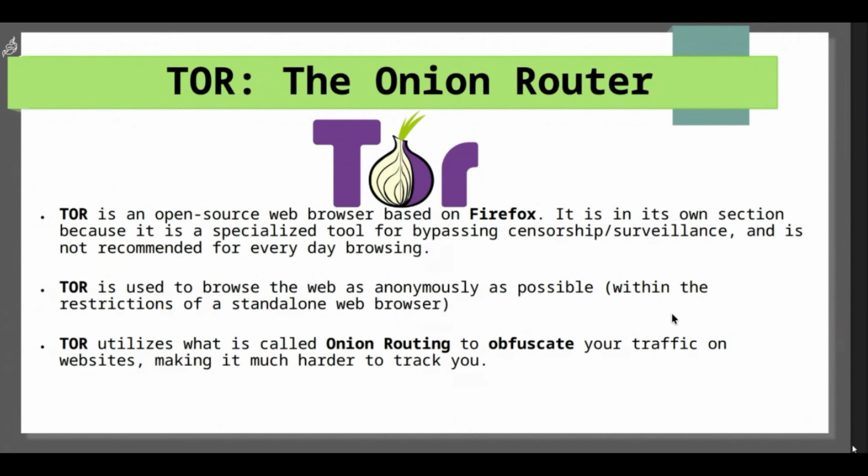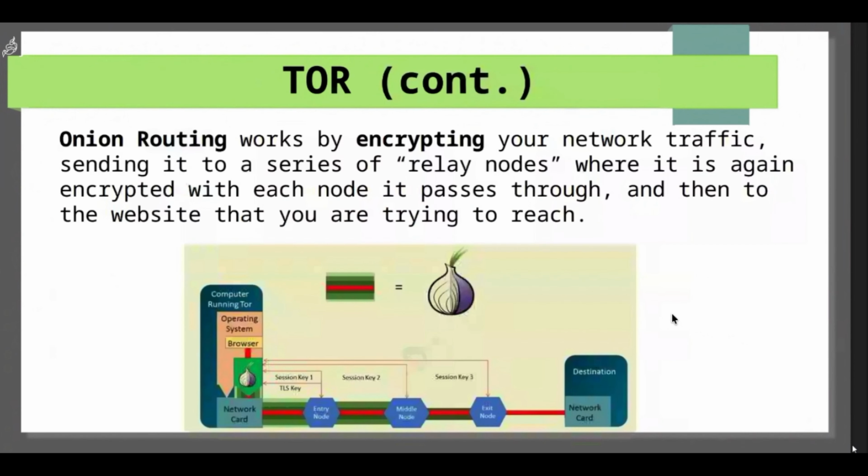Tor is useful because of the way it obfuscates your traffic. What it does is it uses a thing called onion routing. Onion routing works by encrypting your traffic and sending it to a node, as they call it, which is just a server running the special Tor software.